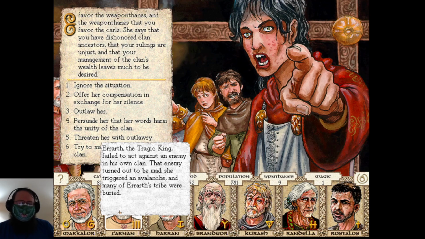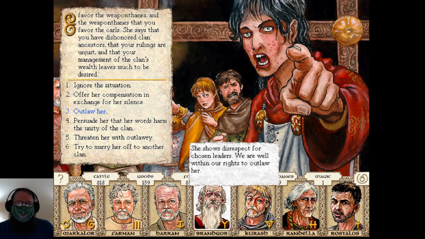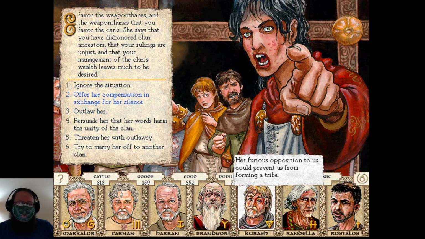Urath, the tragic king, failed to act against an enemy in his own clan. That enemy turned out to be mad. She triggered an avalanche, and many of Urath's tribes were buried. She says the Carls love her, but secretly they wish she would shut her mouth. And she shows disrespect. Yeah, we already read that one.